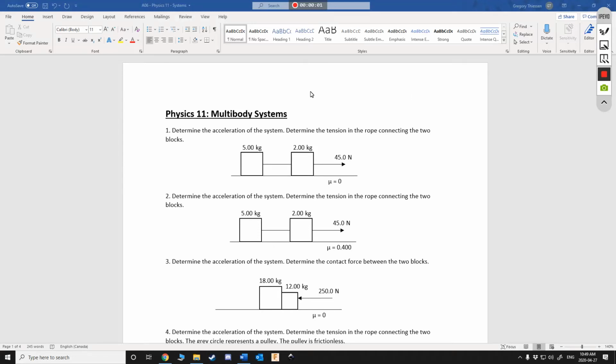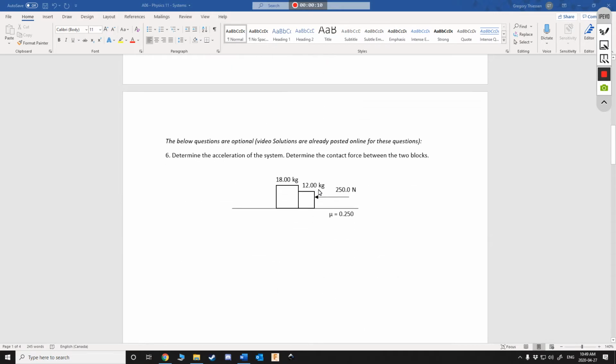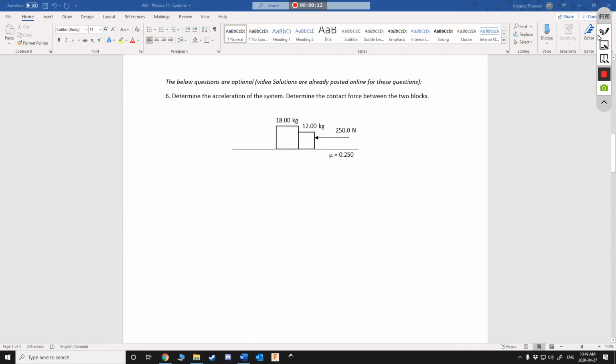Okay, so this is assignment 6 for physics 11, and let's just do a few questions together. So if we scroll down, here's some of the extra questions, so we'll do these together. So to determine the acceleration of the system, we also want to determine the contact force between the two blocks.